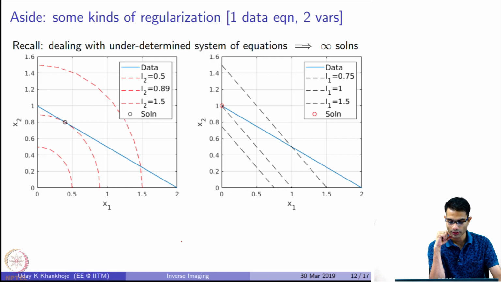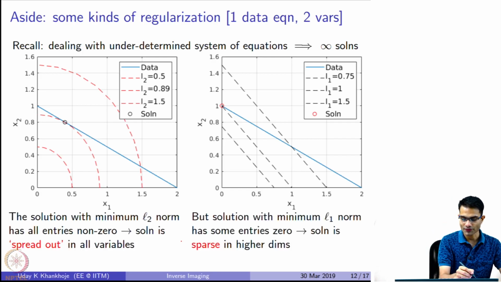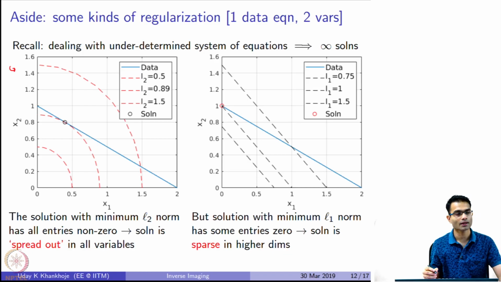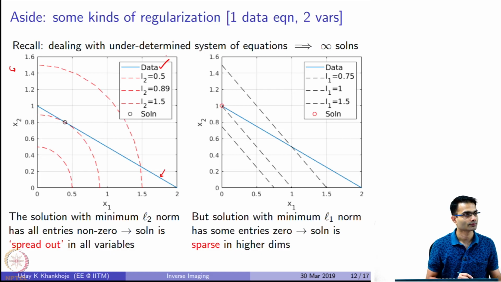Let's look at 2 separate cases. This first case over here is where I have this blue line. 2 variables, 1 equation. That's the simplest thing we can visualize. That 1 equation in 2 variables is what? A line. That's your blue line. I am calling it the data equation.